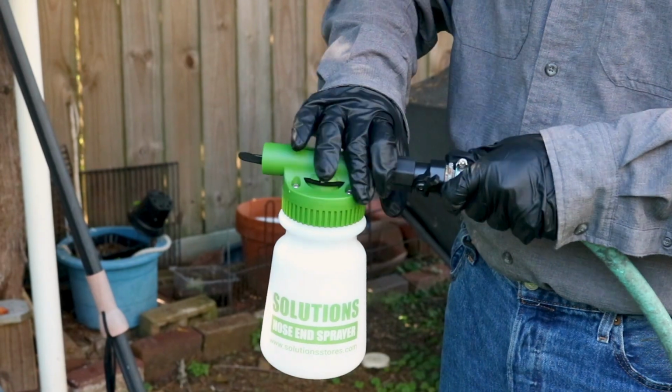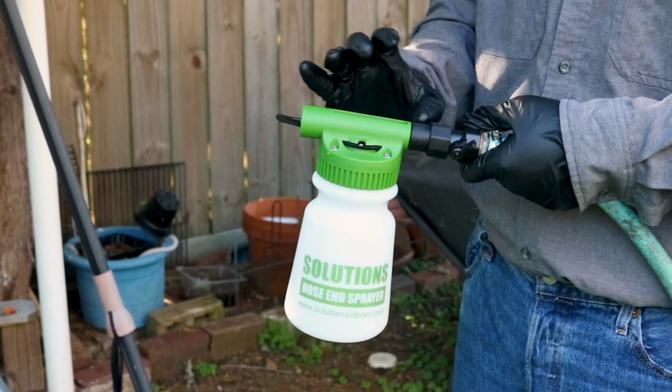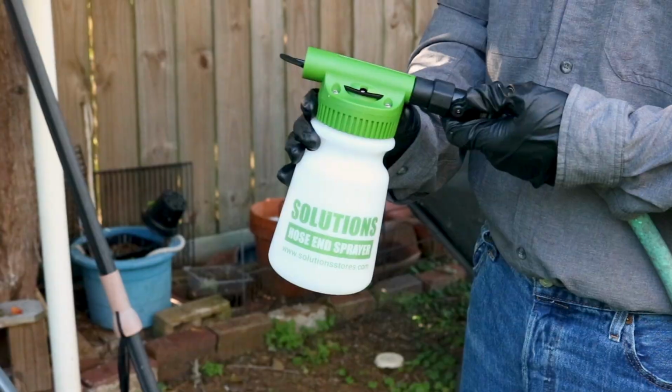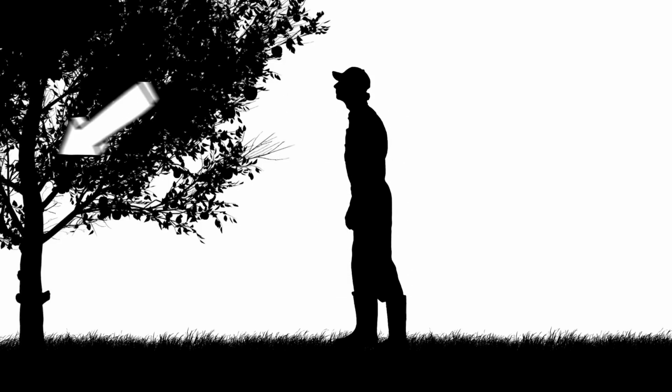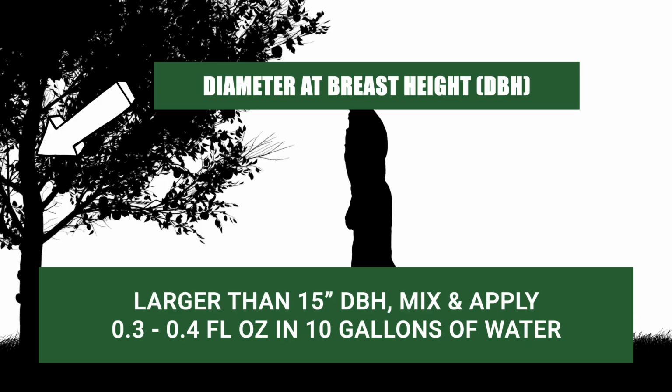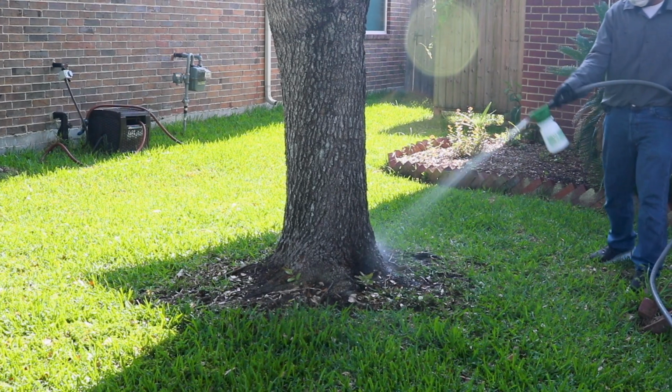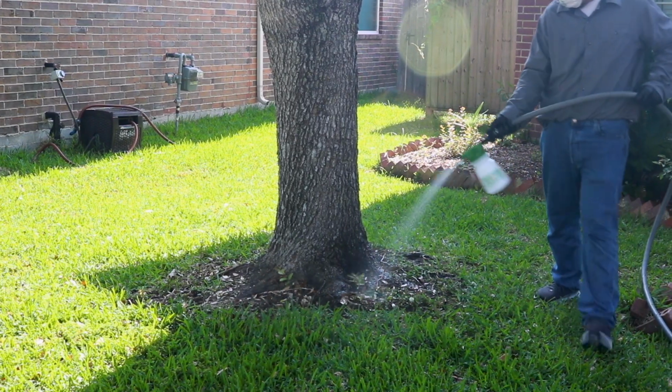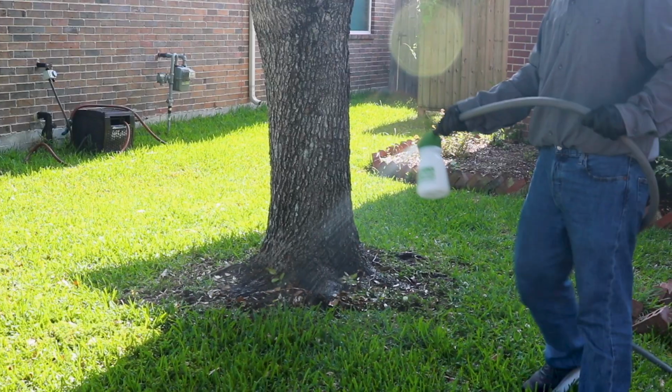For a high-volume treatment, we recommend you apply this product with a solutions hose end sprayer. For trees up to 15 inches in diameter at breast height, or DBH, apply 0.1 to 0.4 fluid ounces of product in at least 10 gallons of water. For larger trees, apply 0.3 to 0.4 fluid ounces of product. Apply your solution around the base of the tree. Remove any plastic or barriers that could hinder absorption.